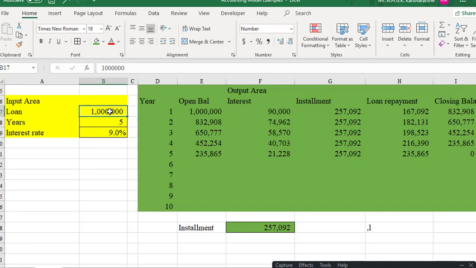Let's say a customer came and asked for 1 million, and he says he wants to get a loan of 1 million at 9% for 5 years. Now, what are the things that the customer of a bank cannot control? The interest rate cannot be controlled, because the interest rate is fixed by the bank. Only what he can control is the loan he borrows and the repayment period, right?